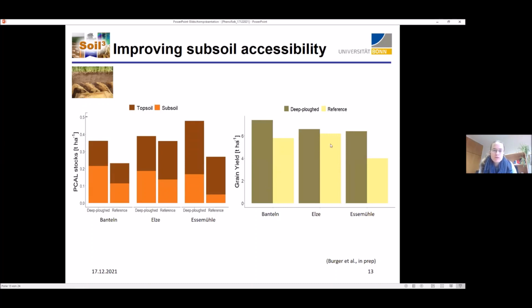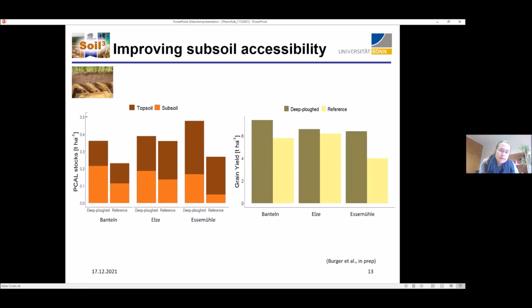However, you see both for the nutrients and for the grain yield that this effect is really site-specific. We have the site in Elsa, which shows almost no increase or no difference in yield, and also no difference in nutrient stocks compared to the site in Essemühle, where the difference is really huge.